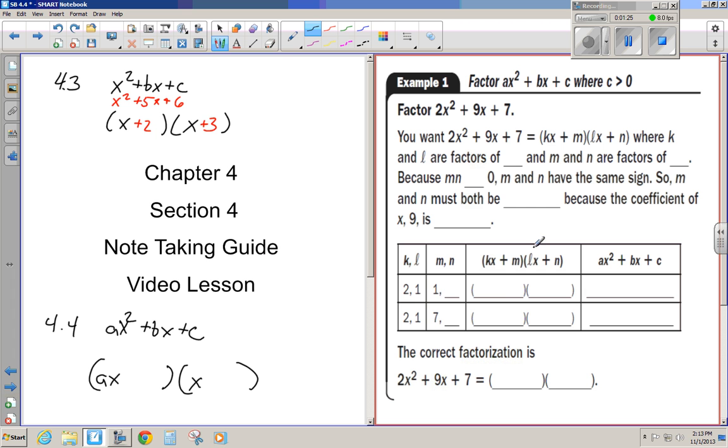So let's look. This is how the note-taking guide sets it up. This is how the book kind of shows examples of how to do it. If you want 2x squared plus 9x plus 7, it'll be in this form. All right, now here k, m, l, and n are all numbers, well, for the most part. Where k and l are factors of 2, and m and n are factors of 7.